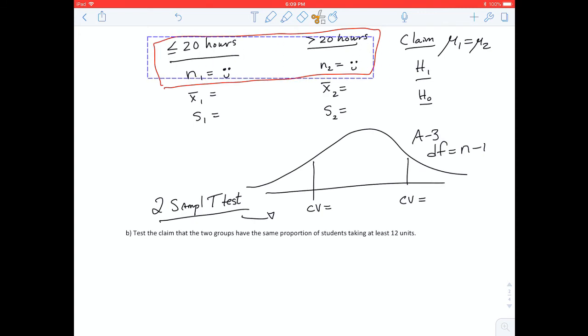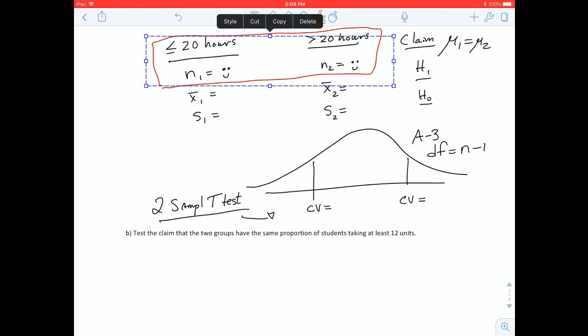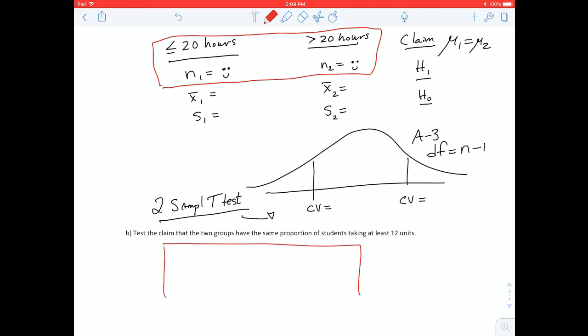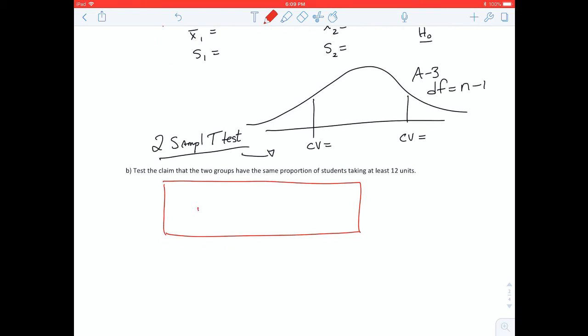So copy and paste. Oh well, doesn't matter. I don't need to do it. So anyway, copy and paste that red information and then put that over here. And then below the N1 and below the N2, you would then say what is X1 and what is X2. And the X's, you go and count. Again, you count how many people have at least 12 units.